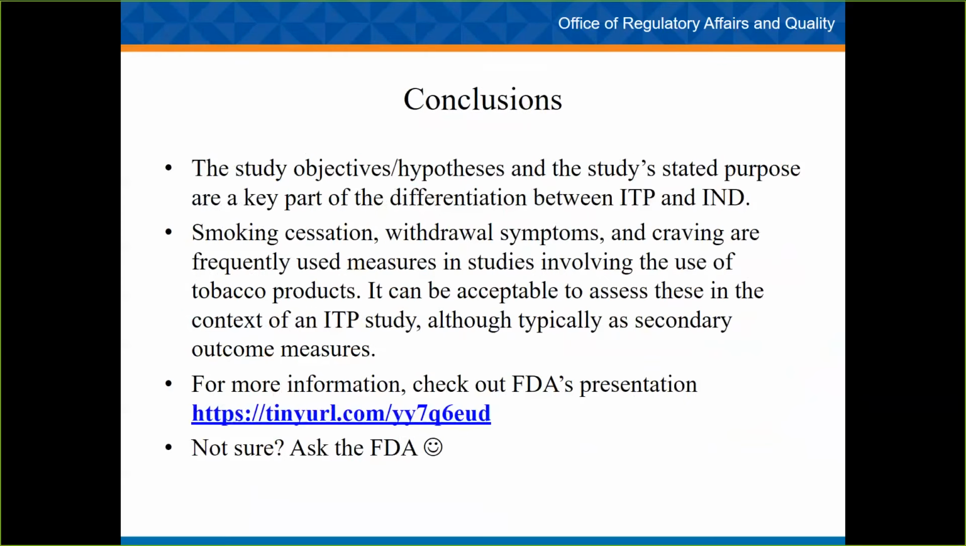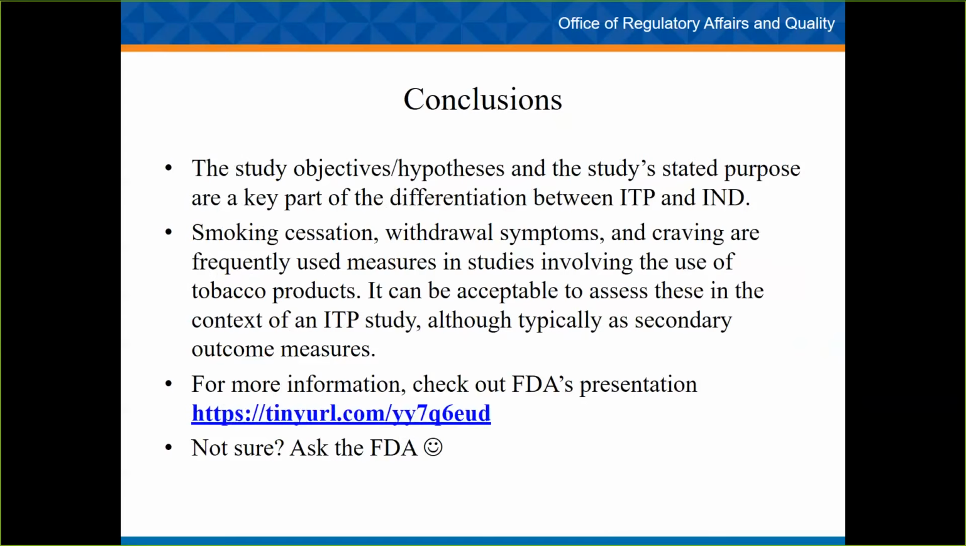All right, just some overall conclusions. The study objectives and hypotheses, as well as the stated purpose, are key parts of differentiating between needing an ITP application or an IND. Smoking cessation, withdrawal, and cravings are frequently used measures involving the use of tobacco products, and these are acceptable in the context of an ITP study, although typically as secondary outcome measures.